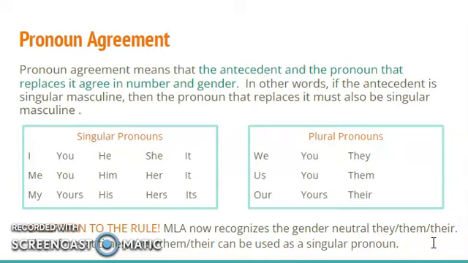Now, there has been a recent exception to the rule, and that's because MLA has updated their rules and standards now that we use they, them, and their as a singular pronoun in society. And so MLA has updated the rules to match what goes on in how we speak and how people identify. And so at times, they, them, and their can be used as a singular pronoun, and we're going to see that in the example on the next slide.